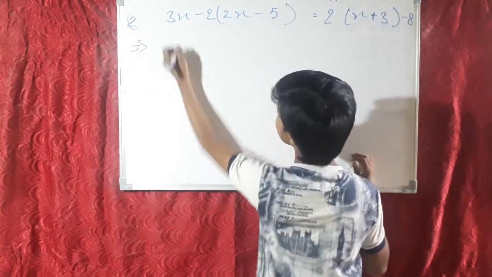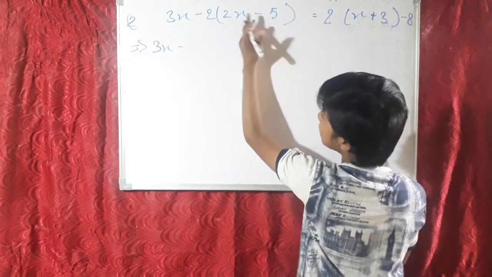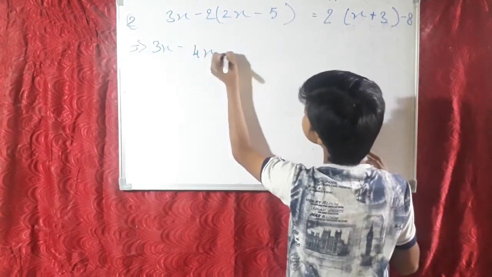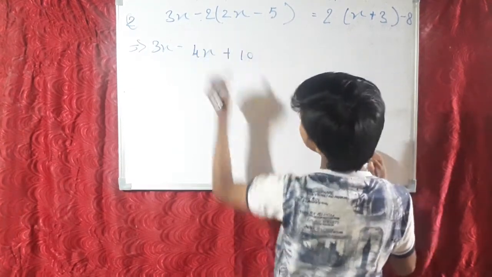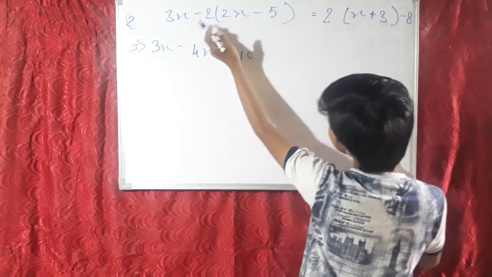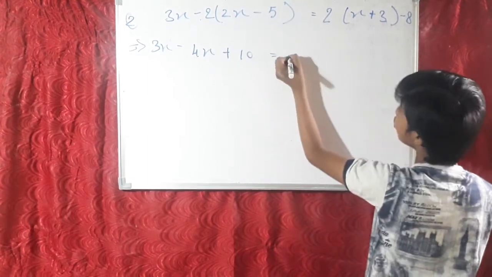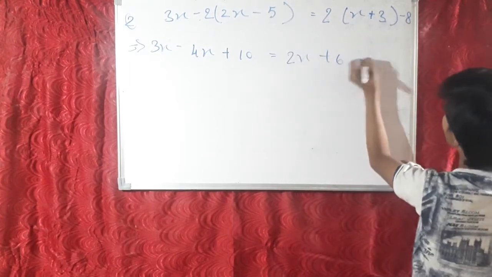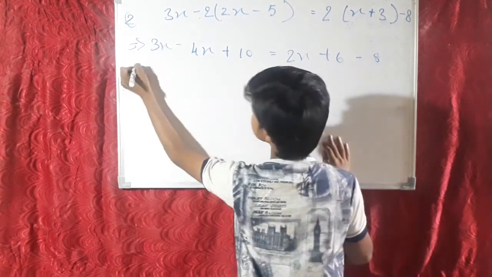Put this arrow side. 3x minus 2 it is here, but we have to multiply this inside because no sign is here. So it will become 6x squared minus 4x plus 10x, because minus 2 multiplied by minus 5 will become plus 10. And now 2x will multiply inside, plus 6 and minus 8. Okay. So this is our equation.